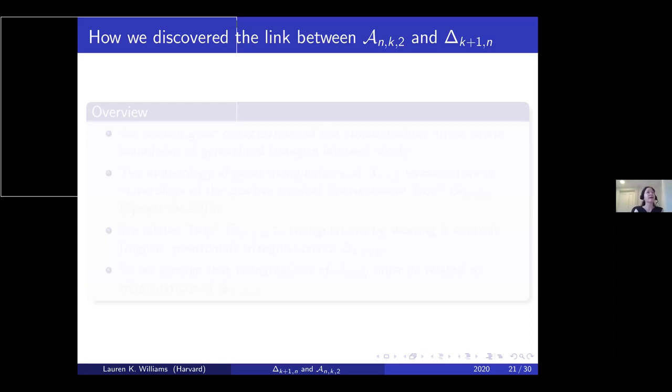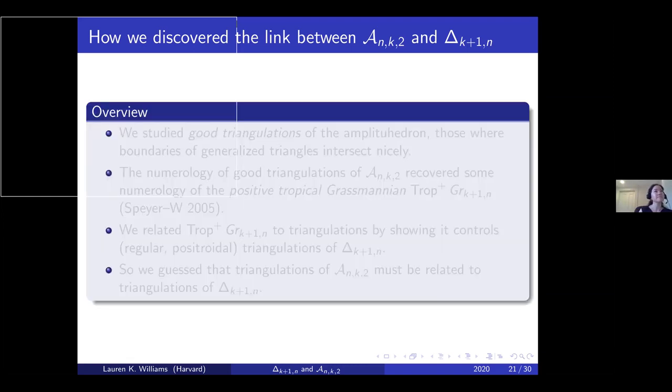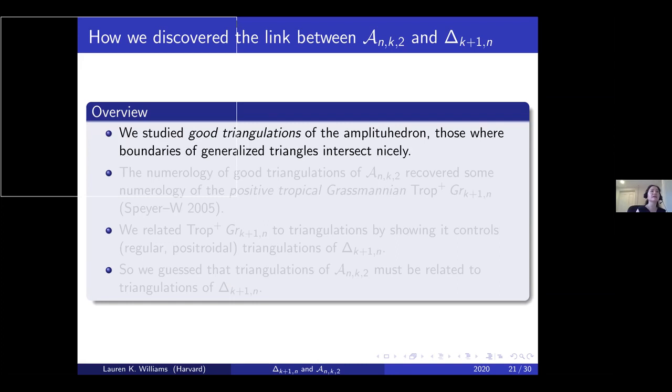Okay. So in my last few minutes, I just want to explain why we discovered this link between the m equals 2 amplituhedron and the hypersimplex. Because on the surface, I would have never thought to try to relate these objects. But it was a kind of numerological coincidence that made us realize something was going on. So we were looking at good triangulations of the amplituhedron, so those where boundaries of generalized triangles intersect nicely.